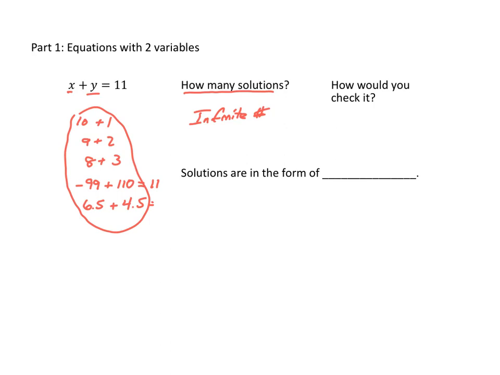So all of those solutions have to come as a pair. 10 isn't a solution by itself. 10 and 1 would be a solution. 9 is not a solution by itself. 9 and 2 is a solution, and so forth. So those have to come in pairs. When we have two variables, the solutions come in pairs. And if the two variables are x and y, then there's a certain order we like to write those pairs in. And so we call those ordered pairs.